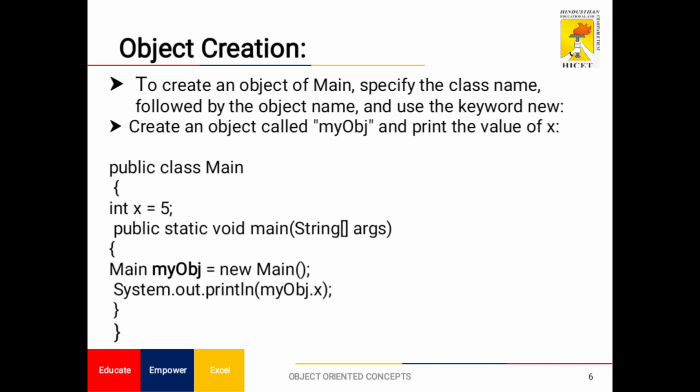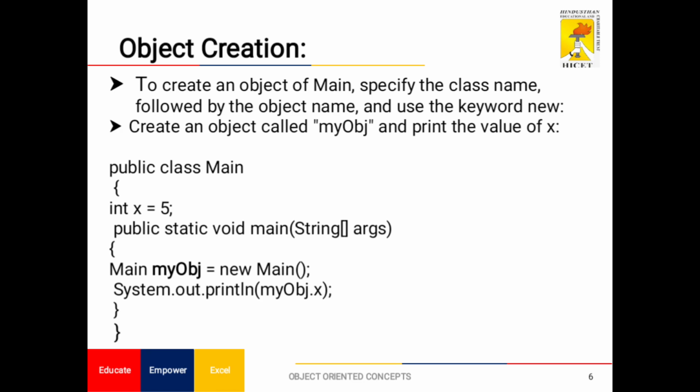Create an object called my object and print the value of x. Here we have the class name as main, that is, public class main. We are opening the braces. Integer x equal to 5. Here x is stored as the integer value 5. The normal declaration is public static void main, which gets the arguments, and passes the arguments depending upon the user needs, as strings. Then we are opening the next braces.